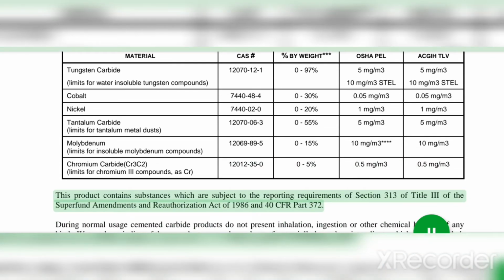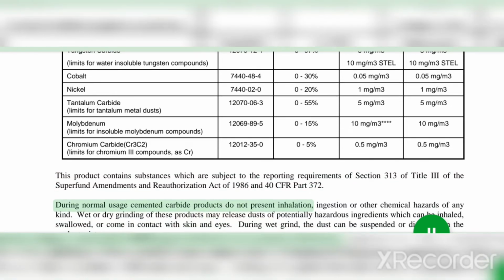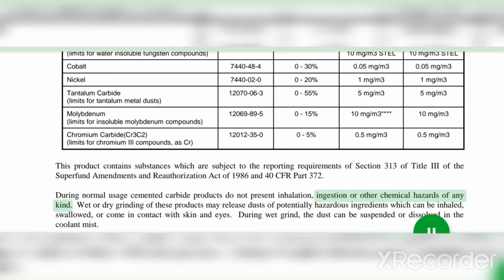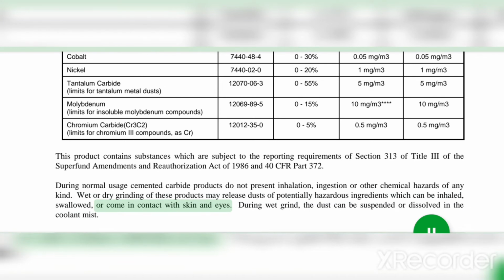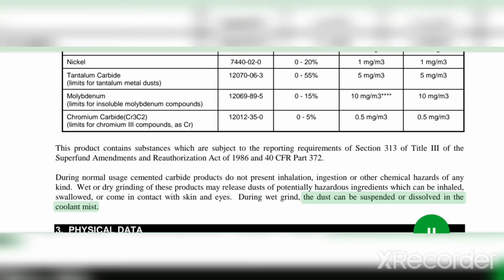This product contains substances which are subject to the reporting requirements of Section 313 of Title III of the Superfund Amendments and Reauthorization Act of 1986 and 40 CFR Part 372. During normal usage, cemented carbide products do not present inhalation, ingestion or other chemical hazards of any kind. Wet or dry grinding of these products may release dusts of potentially hazardous ingredients which can be inhaled, swallowed, or come in contact with skin and eyes. During wet grinding, the dust can be suspended or dissolved in the coolant mist.